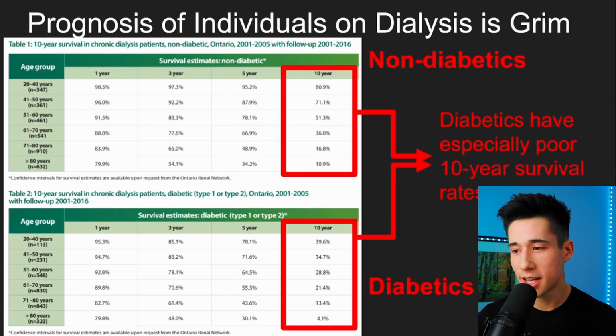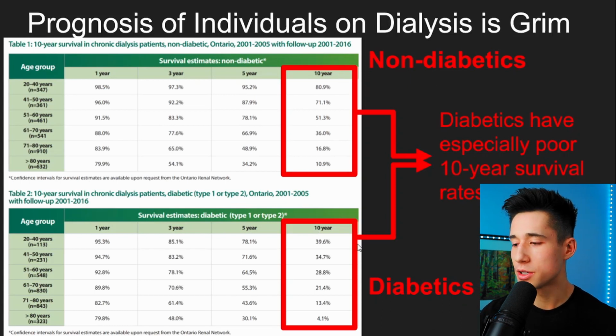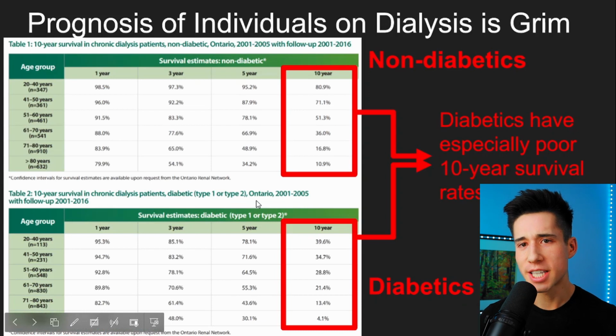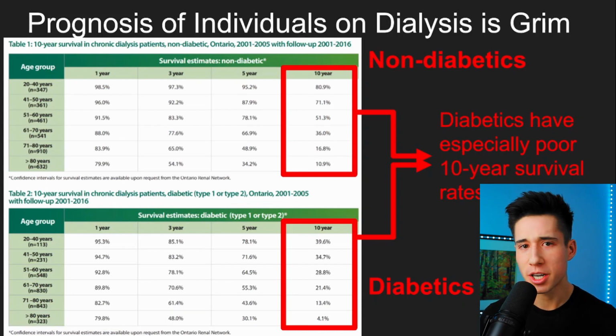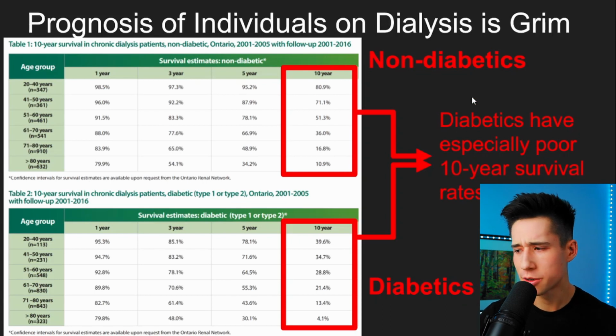And what you can see is that if you compare the individuals up top who do not have diabetes with the individuals at the bottom who do have diabetes, their 10-year survival prognosis is much more grim. If you have diabetes, your chances of surviving 10 years on dialysis are not very high compared to if you did not have diabetes. So you can see prognosis very grim, especially for individuals with diabetes. And for that reason, we really want to delay the amount of time that it takes someone with diabetes to have end-stage renal disease and to require dialysis.